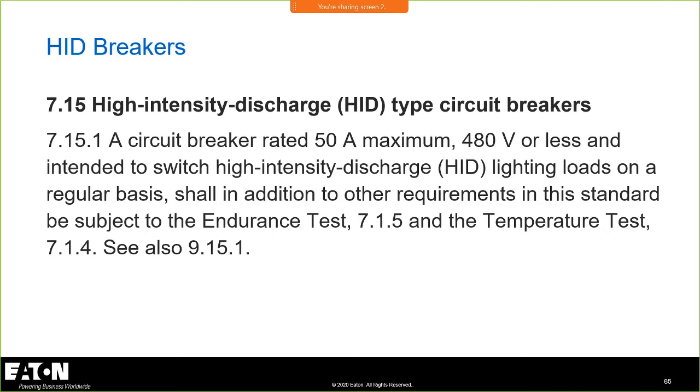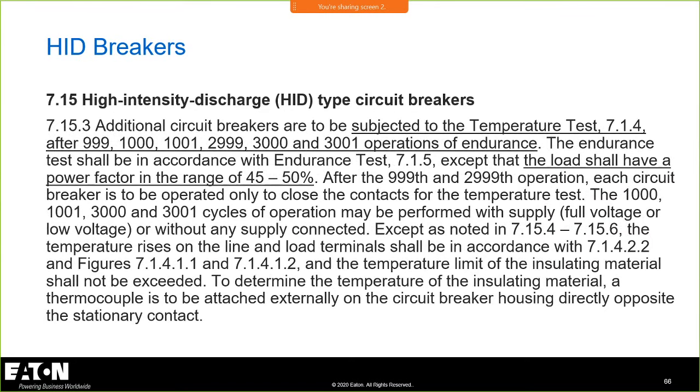So here's what we do on a circuit breaker in UL 489 that's rated 50 amps max, 480 volts or less. A breaker intended to switch high intensity discharge lighting loads shall, in addition to other requirements in this standard, be subjected to the endurance test in 7.1.5 and the temperature test. If you looked at those sections, you're going to see subject to the temperature test in 7.1.4 after operations of endurance. The load shall have a power factor, so we modify that. We identify the power factor of the load.